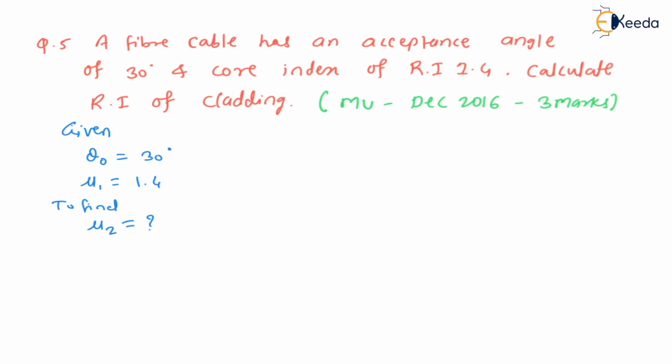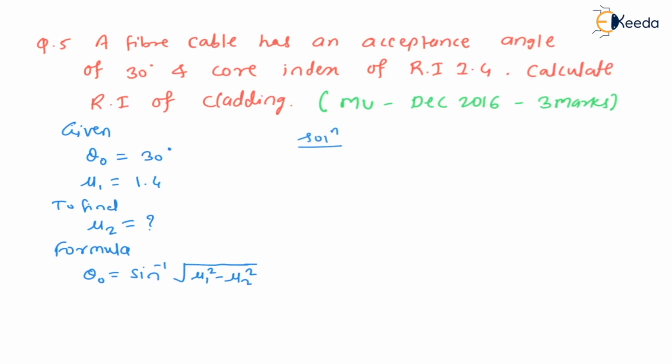Again, see, now which formula will we use over here? As they have given the value of acceptance angle, and we know that in the formula of acceptance angle we have both the terms mu1 and mu2, definitely we'll go for that formula. So the formula for acceptance angle is theta naught equal to sine inverse of under root of mu1 square minus mu2 square. Here there are three quantities and we know two of them, so we can easily find out the remaining quantity. So here the solution will be like this.